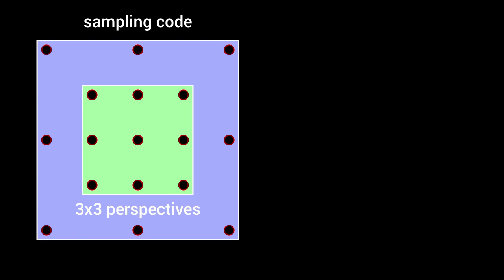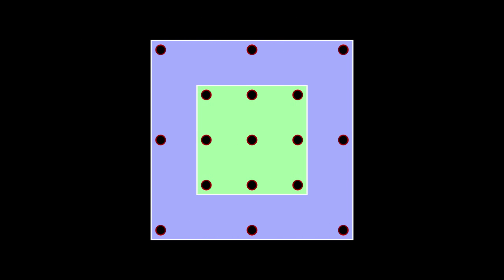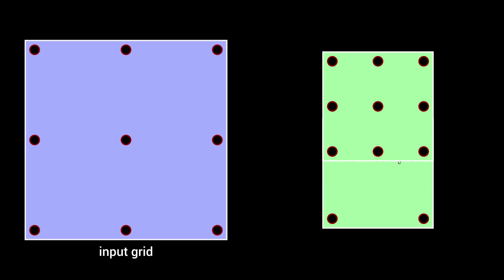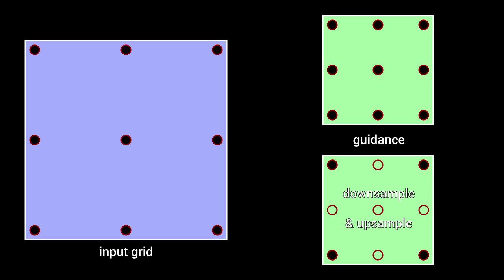For guided upsampling, we consider guidance regions distributed within the sampling area. The sampling rate of a guidance region equals the desired sampling rate of the output grid. Our first step is to low-pass filter the guidance regions to simulate the sampling rate of the input grid by downsampling and subsequently upsampling the guidance again.